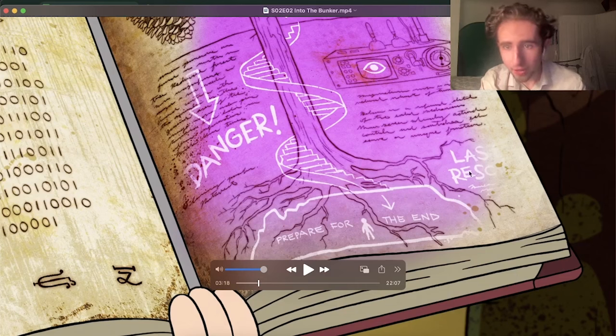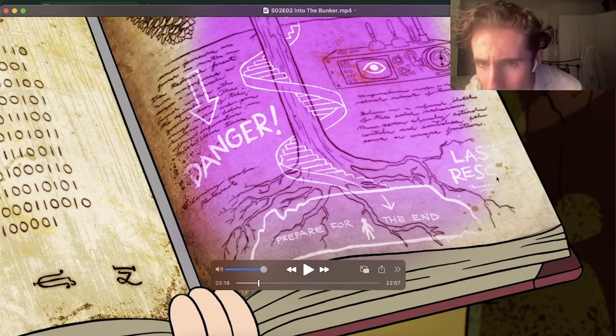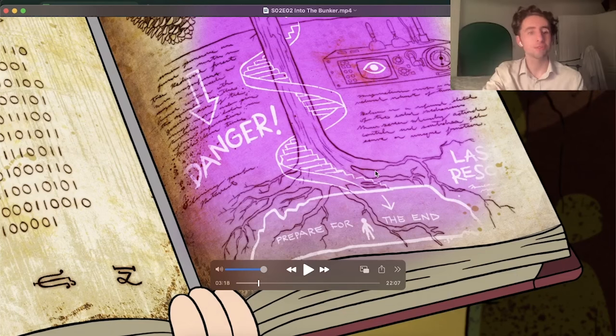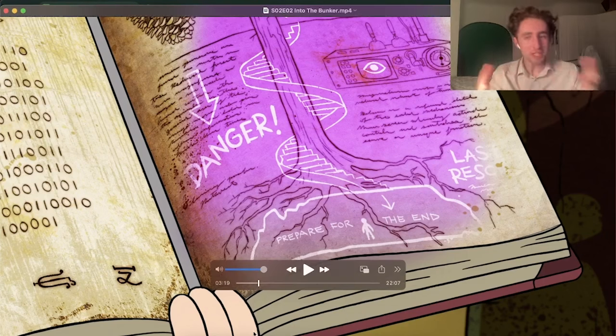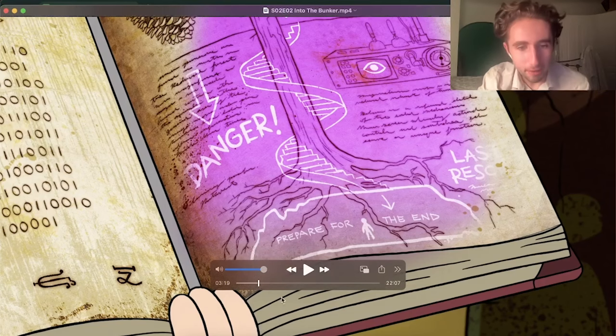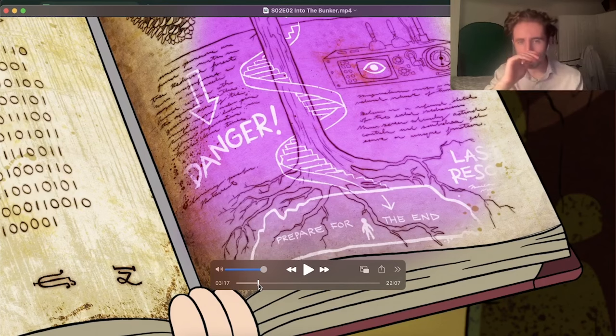But prepare for the end. There you go. And then last resort. Prepare for the end. So like the apocalypse. Oh no, we just had an apocalypse. We had a zombie apocalypse. But what is the end? Is it something to do with Bill Cipher? Is it Bill Cipher destroying the world?